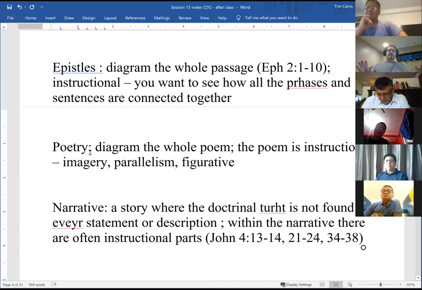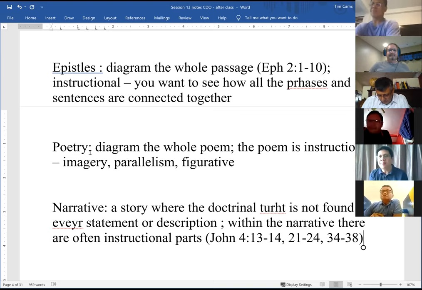Yeah. Pastor Tim, sometimes it's instructional and doctrinal, and at the same time insightful also. Yes, yeah. Okay. Hopefully that makes sense. Yeah, thank you.